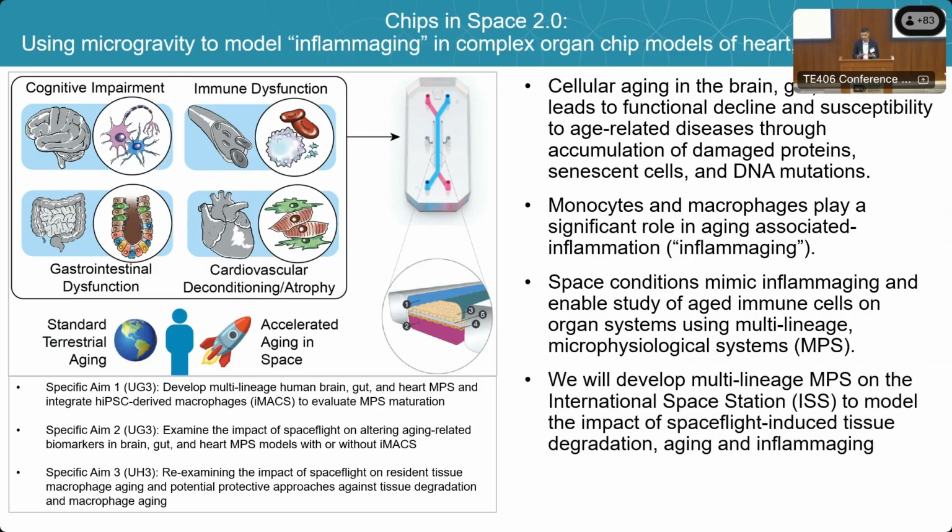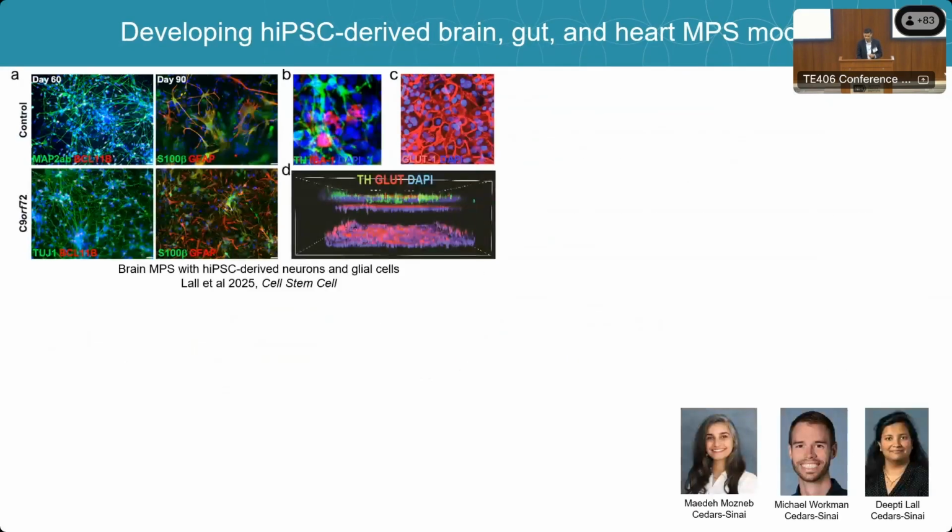So we're going to develop different MPS models on the International Space Station to model the impact of spaceflight-induced tissue degradation, aging, and inflammation, with the focus being on the heart, the gut, and the brain. And I'll talk a little bit about some of the preliminary data that we've generated for the grant already.